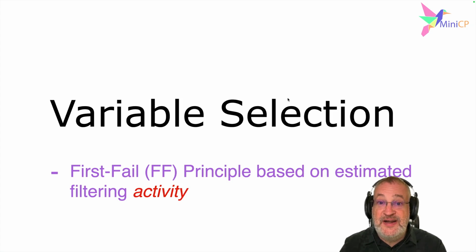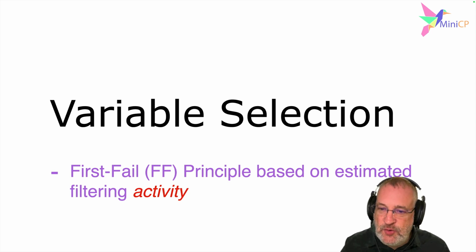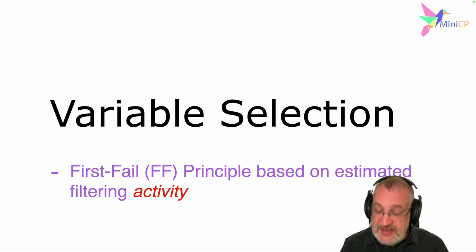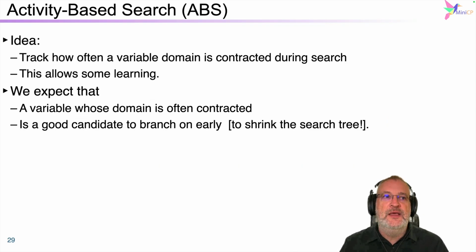Welcome back, guys. Last time we discussed a search heuristic that was using semantic information about the effect of propagation. Today we're looking at another one, activity-based search, and it is also a semantic strategy, or semantic heuristic, I should say. So let's take a look at that.